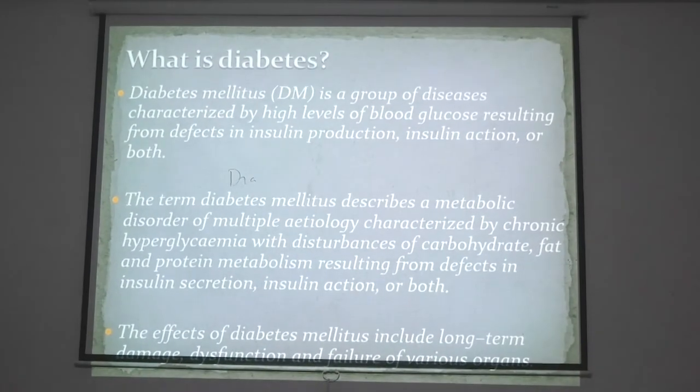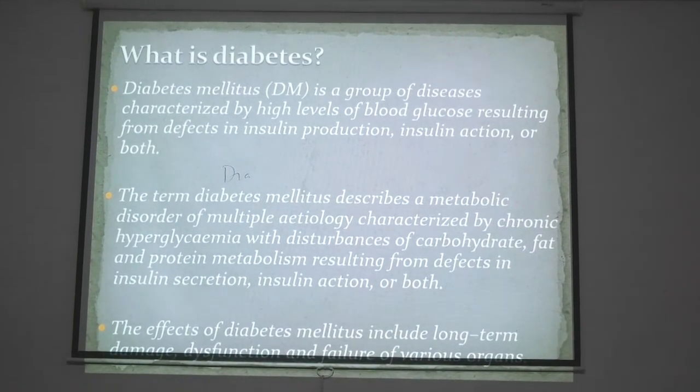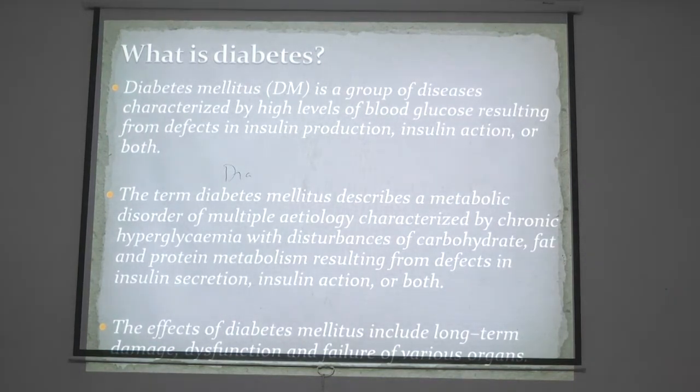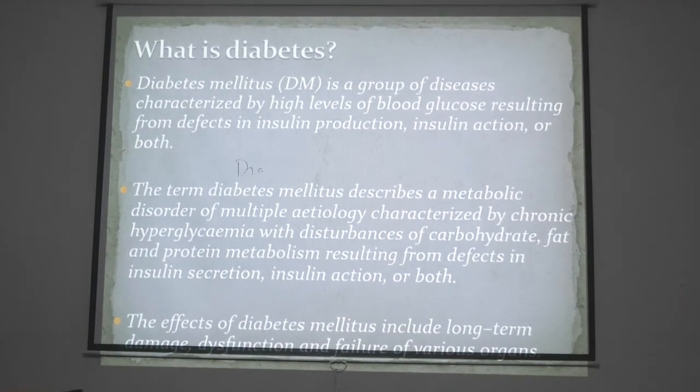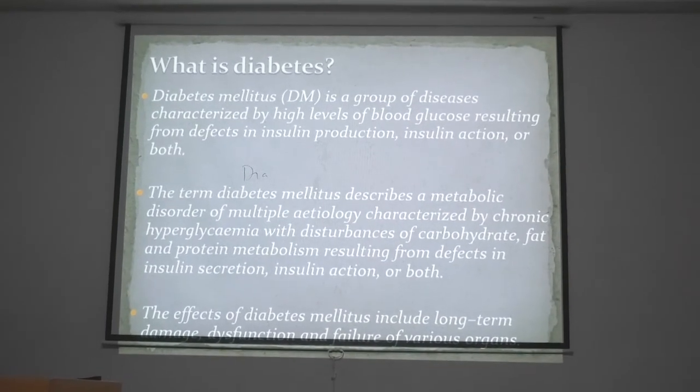The question is, what is diabetes? You already know the definition of diabetes, that diabetes mellitus is a group of diseases characterized by a high level of blood glucose resulting from defect in insulin production, insulin action, or both. Understand?